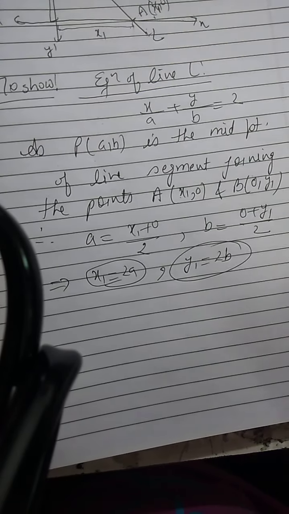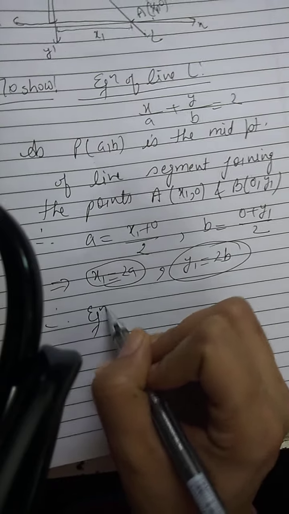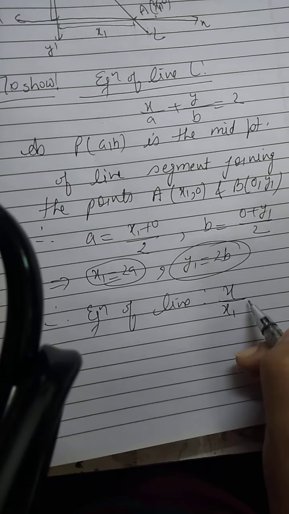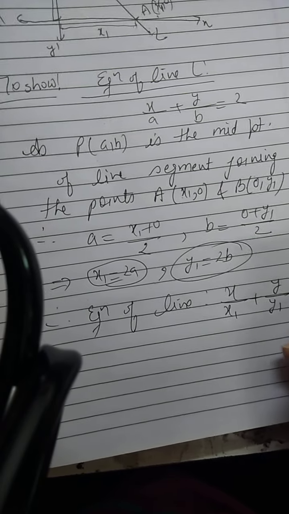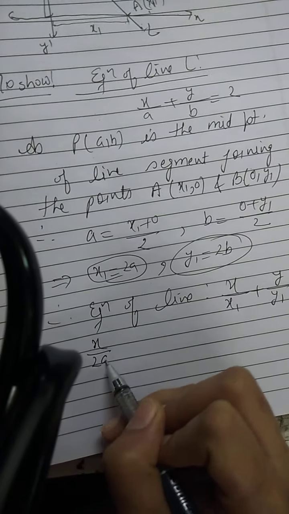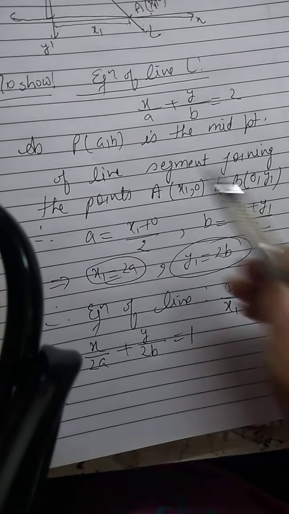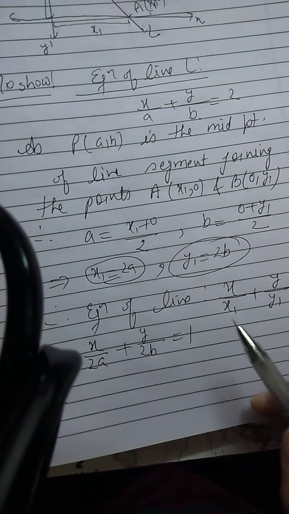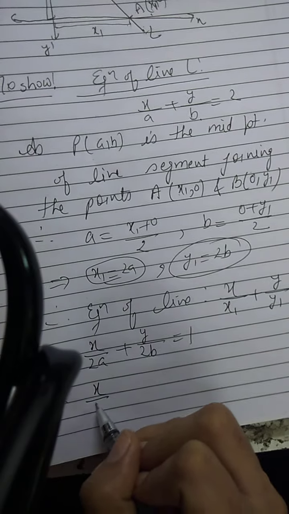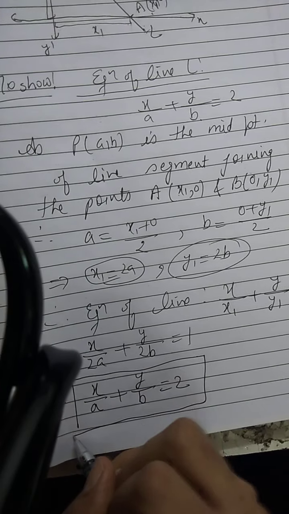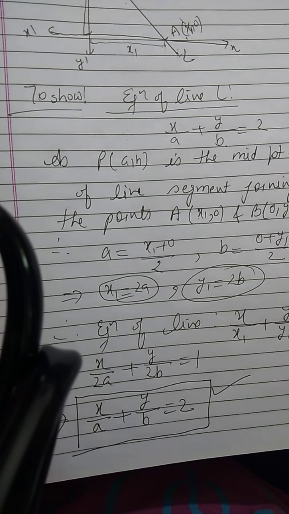Now x1 and y1 are calculated, so the equation of the line will be x upon x intercept plus y upon y intercept equals 1. If I substitute the values, it will be x upon 2a plus y upon 2b equals 1. As we want to prove this equation, we shift this 2 to the right hand side and our equation becomes x upon a plus y upon b equals 2. So this is what we were supposed to prove. This is sum number 18.